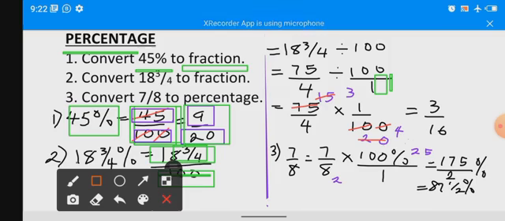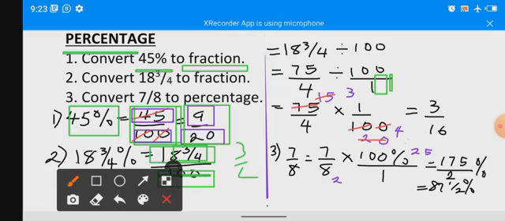Now, when we say 3 over 4, let's look at this. If I say 3 over 4, it actually means 3 divided by 4. You get it? 2 over 5 is the same as 2 divided by 5. Now let's proceed.